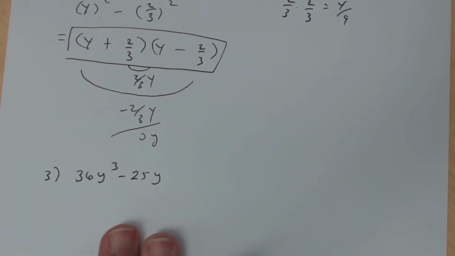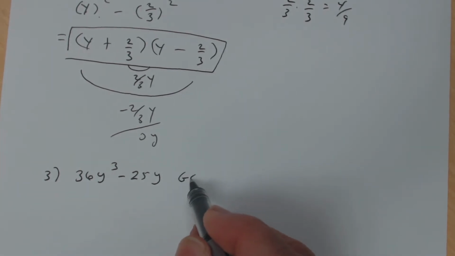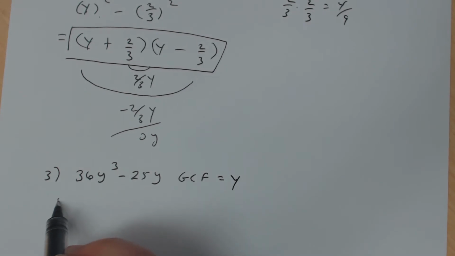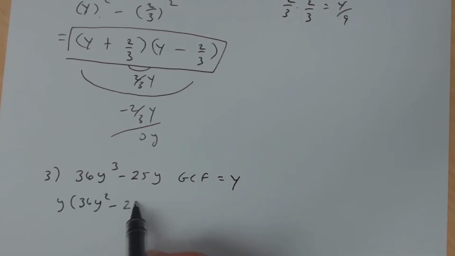Okay, so always look for GCF. GCF is y, so I can factor out a y. So I get y times 36y squared minus 25. All right, so y times 36y squared is 36y cubed. Y times a negative 25 is a negative 25y.